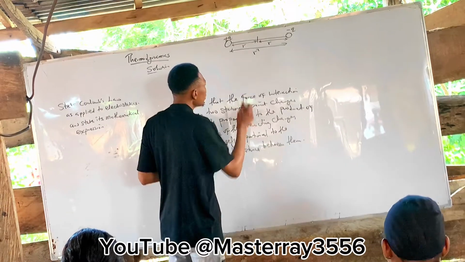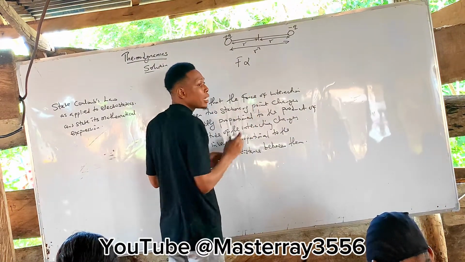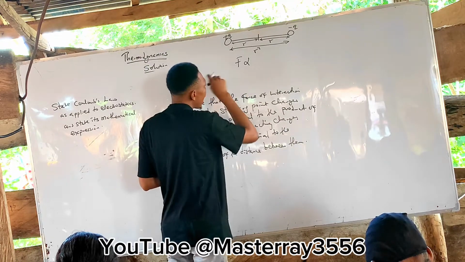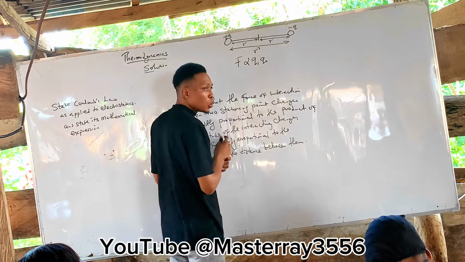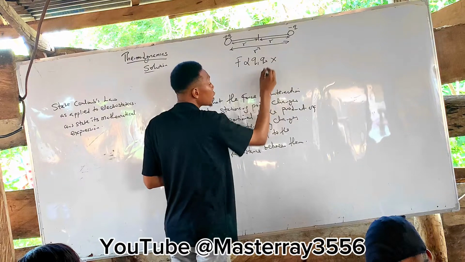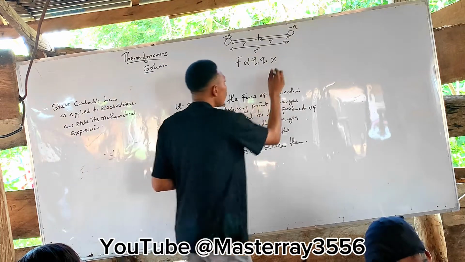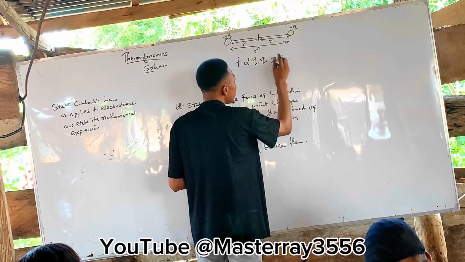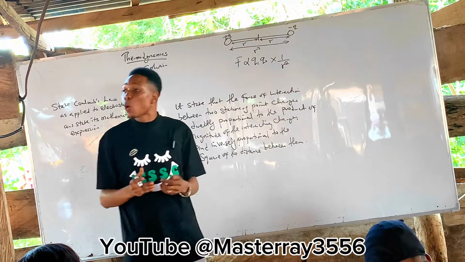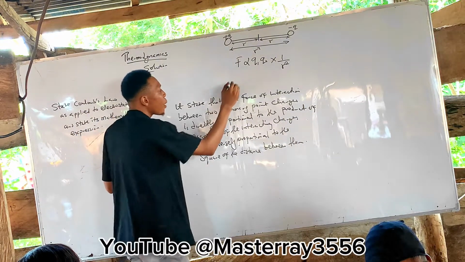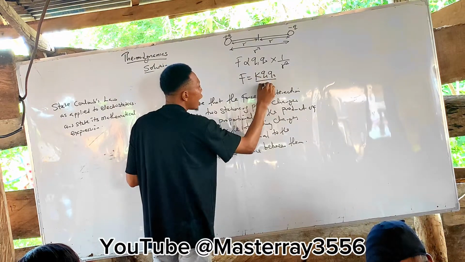So your force of interaction is directly proportional, this is the directly proportional sign, to the product of the magnitude of the interacting charges, that's Q1 and Q2, and inversely proportional. The word inverse is 1 over. That is 1 over the square of the distance between them, the square, which is r square. For every proportional sign, there is a proportionality constant. So that's why we have F equals K Q1 Q2 over r square.